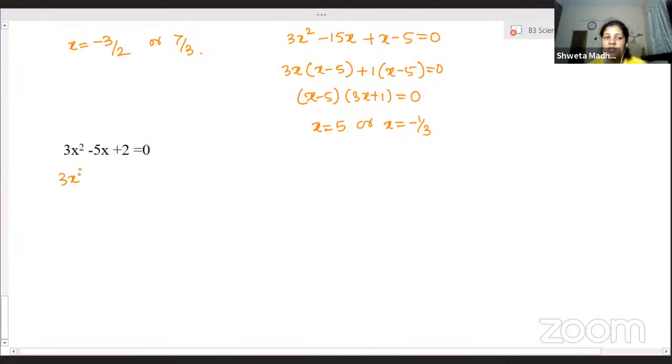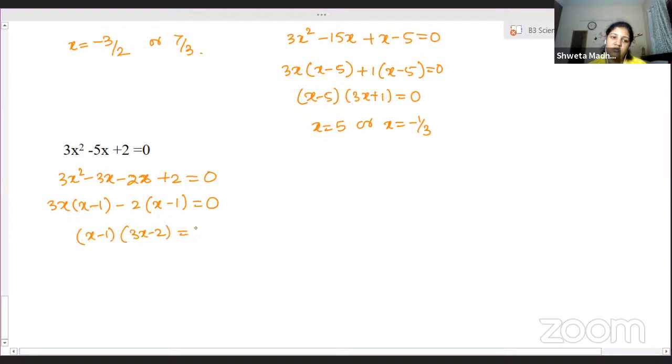So it is 3x square minus 3x minus 2x plus 2. 3x into bracket x minus 1, minus 2 into bracket x minus 1, equal to 0. x minus 1, 3x minus 2. So x is equal to 1 or x is equal to 2 by 3.